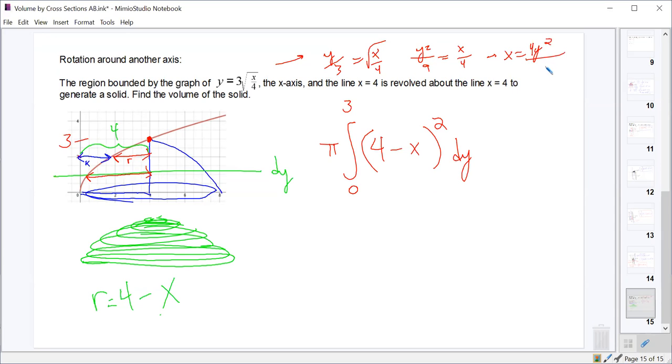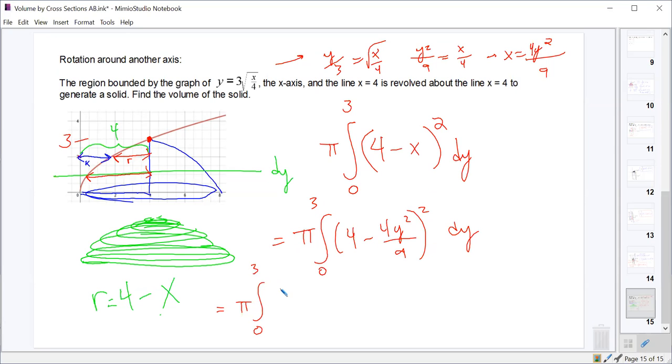over 9. Good or no? Everybody okay with that or no? Yep, we're good. All right, and that should give us pi.